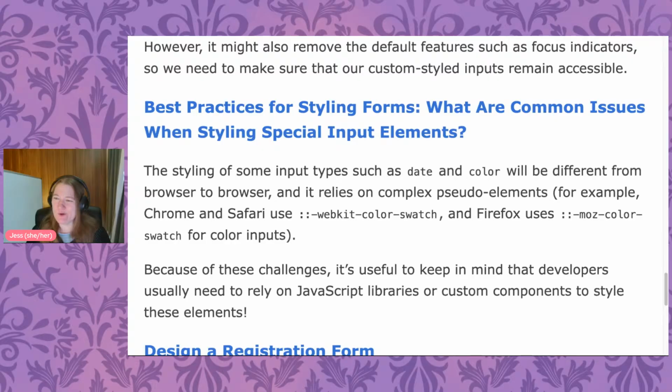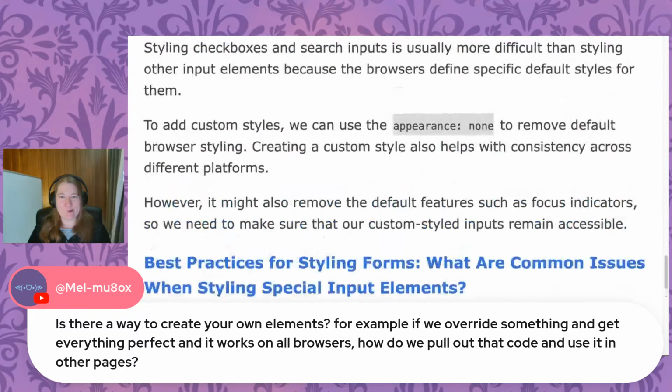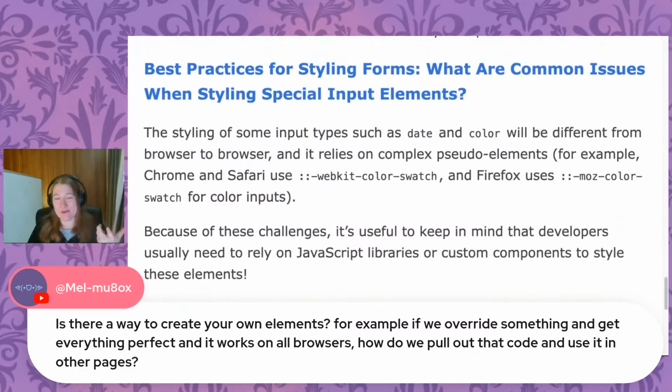So I've seen a couple questions. Mel's asking, is there a way to create your own elements? For example, if we override something and get everything perfect and it works on all browsers, how do we pull that code in and use it on other pages? So I think what you're saying is, we were talking here about how some special input elements have different types of code that you need to write for different browsers.